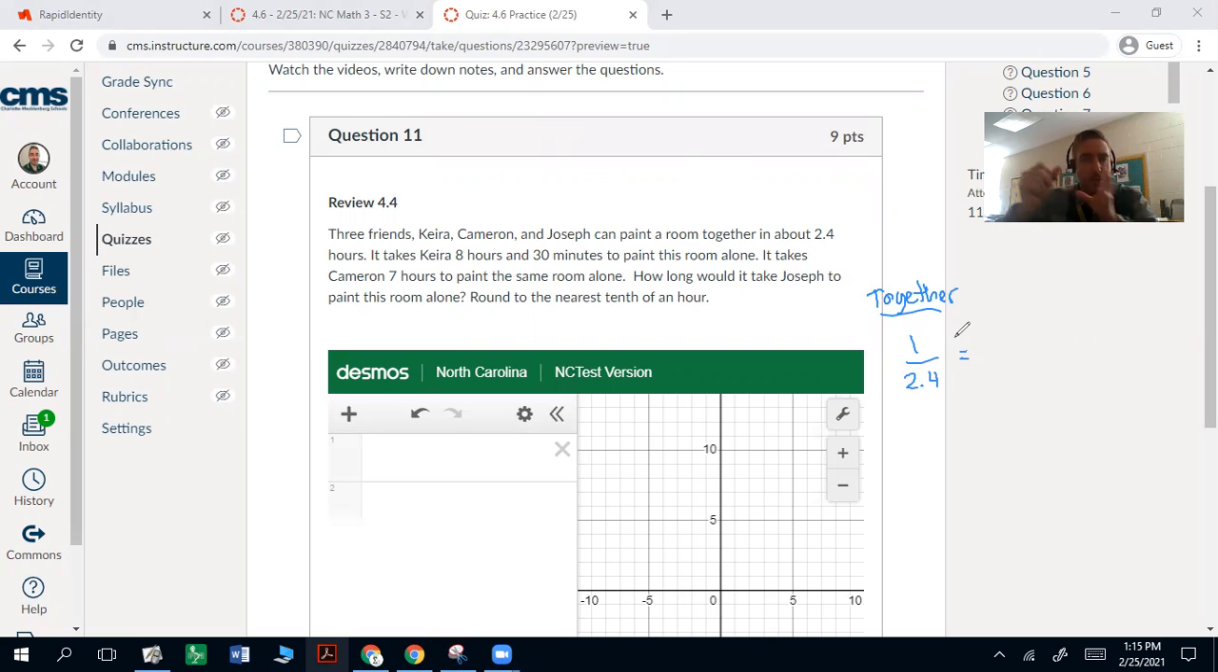And then we have three separate fractions. We have Kira's, which is 8.5 hours, because 8 hours and 30 minutes is 8.5 hours. So Kira is going to be 1 over 8.5.